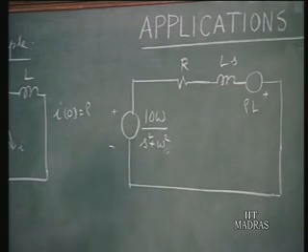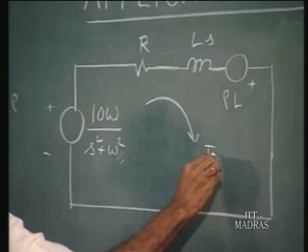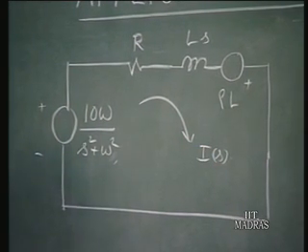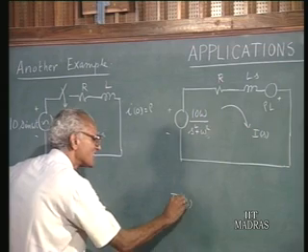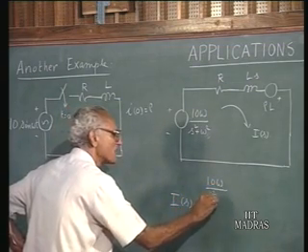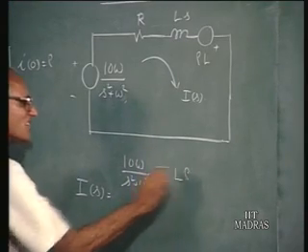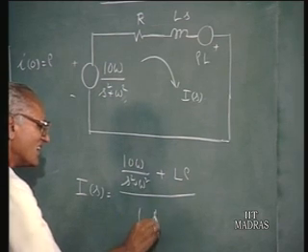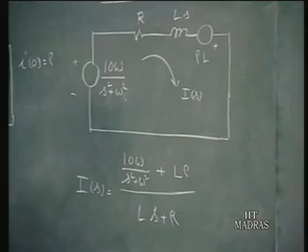So that completes the transform diagram, and in this we are interested in finding out the current I(s). After all, this is a simple single loop circuit, therefore I(s) can be written as 10 omega over s squared plus omega squared plus L rho, that is the total driving voltage in that loop, divided by Ls plus R, that is the total impedance in the circuit.